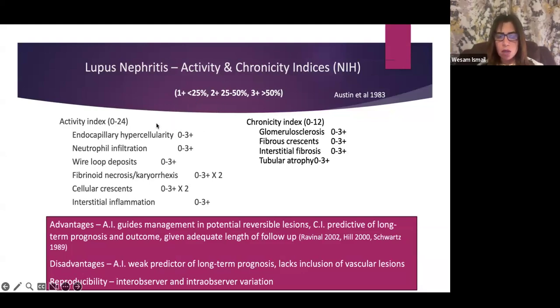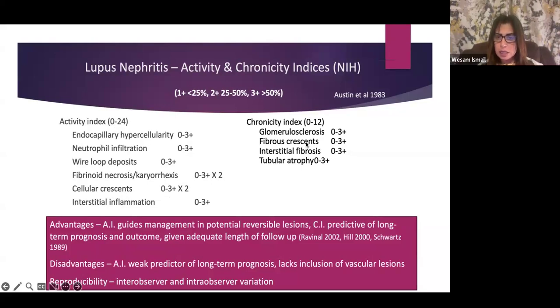So 0 if no glomeruli have neutrophils, so I'm going to score 0. If less than 25%, or up to 25%, of the glomeruli have neutrophilic infiltrate, score 1, and so on. Score 2 is from 25 to 50. Score 3 means that more than 50% of the glomeruli either have crescents, have subendothelial deposits, or have neutrophils, and so on. However, because the presence of fibrinoid necrosis and cellular crescents are very important, these scores are multiplied by 2. So the total sum, instead of being 18, is out of 24. So this is the activity index.